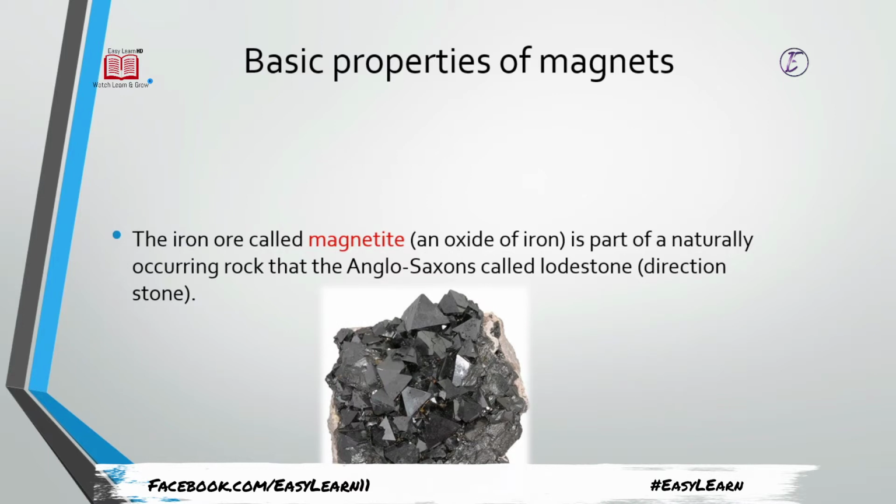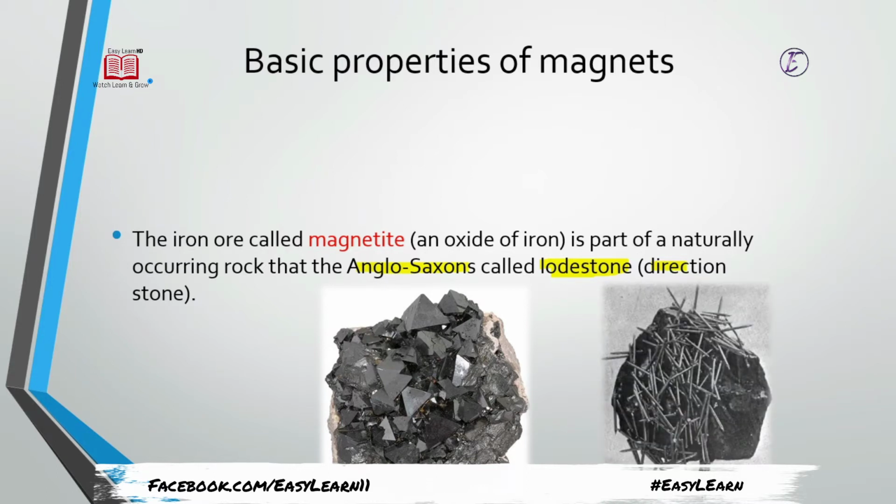This is basically one of the main iron ores, part of a naturally occurring rock. The early people, the Anglo-Saxons, who discovered it in the early age, named that stone according to the way they used it for direction seeking. In their local language they named it lodestone, which means direction stone, because they used it as a compass, not in the modified form we use nowadays, but in a different way.